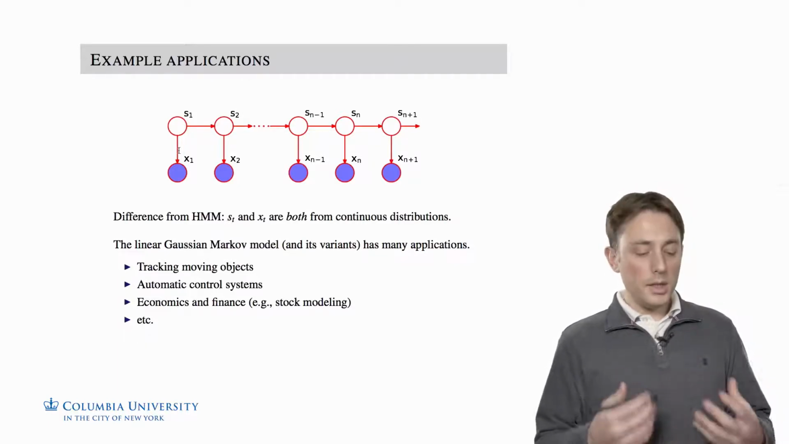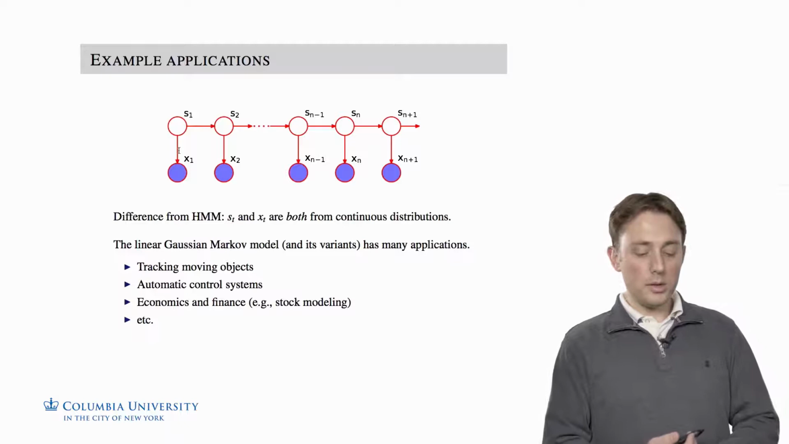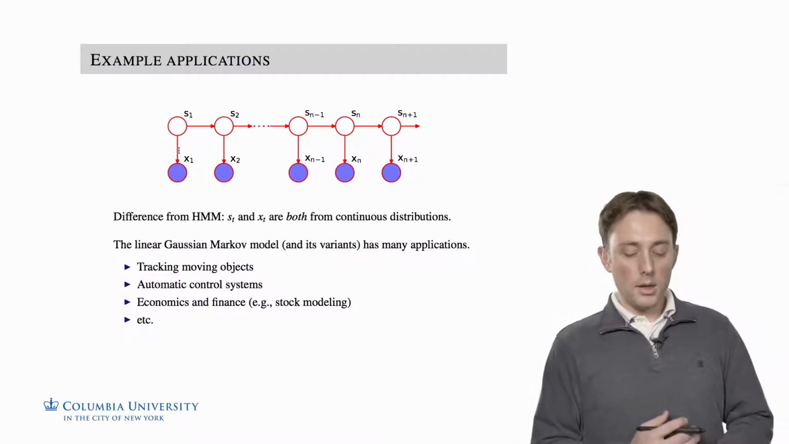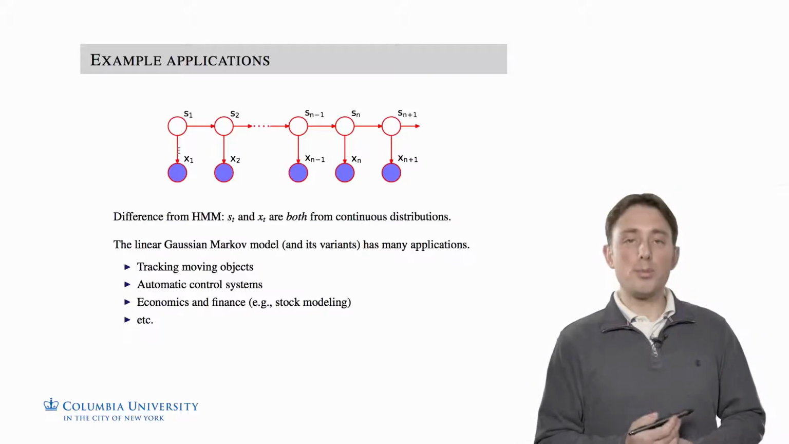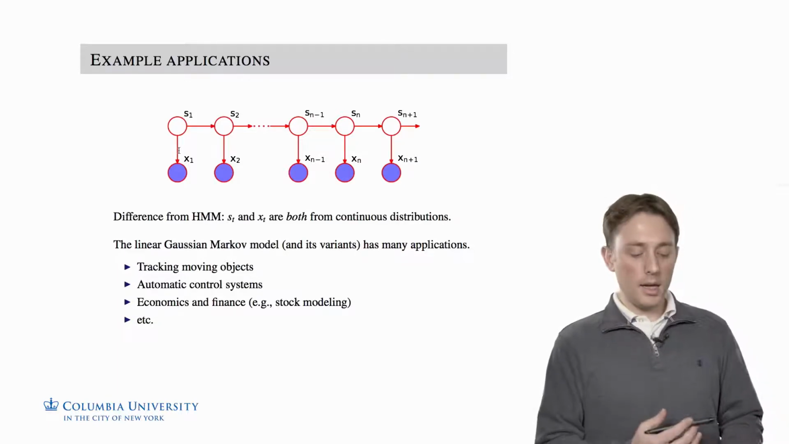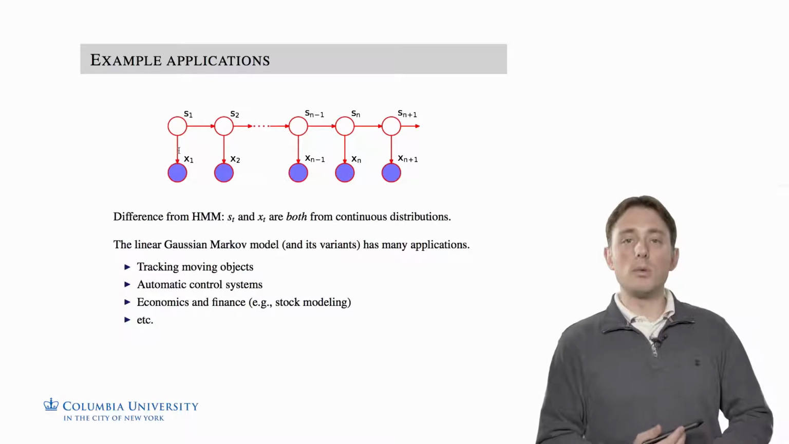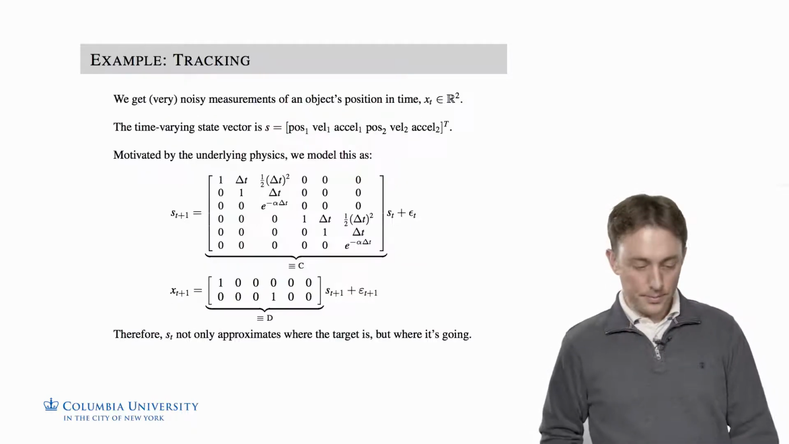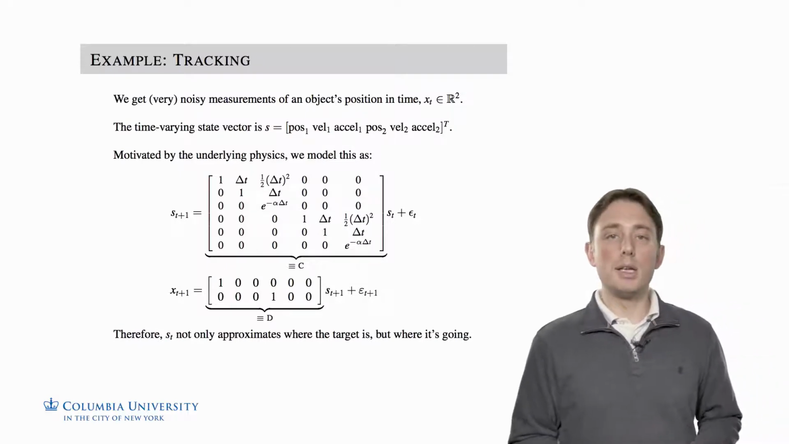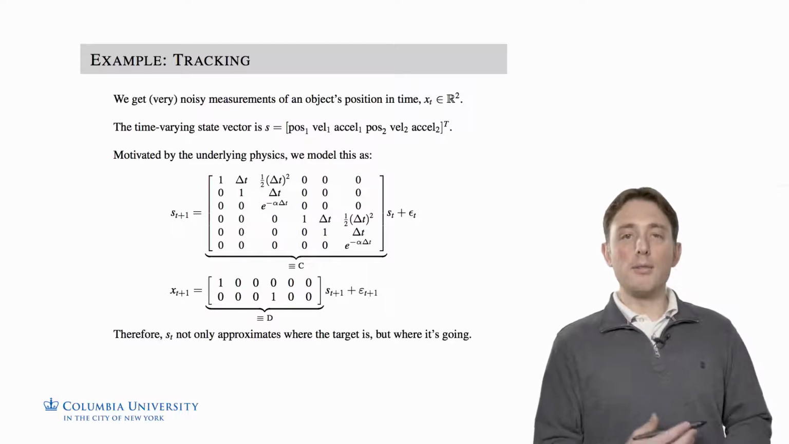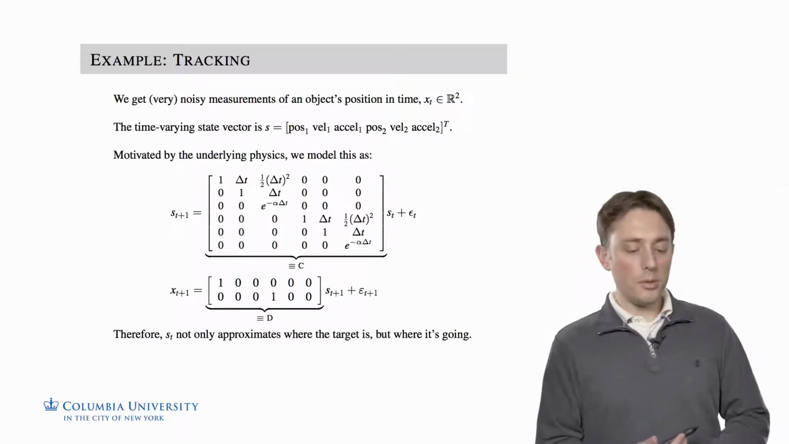And these continuous state Markov models, the linear Gaussian Markov model and its many variants, which we'll discuss at the end, have many applications. Primarily, they're used for tracking objects. They're also used in automatic control systems. They're used in economics and finance, for example, to model stocks, as well as other applications. So let's look at a concrete example before we become more abstract in deriving the algorithm for the Kalman filter.